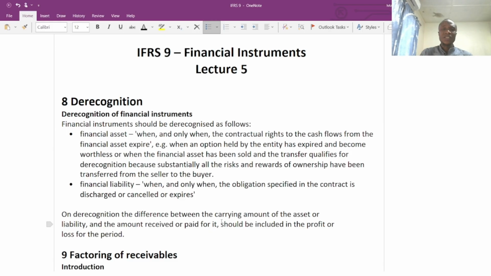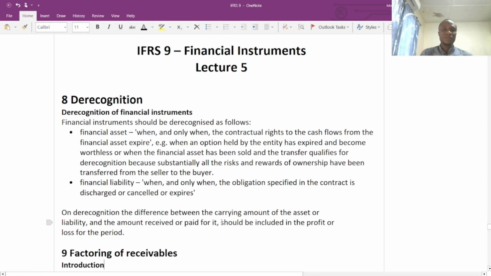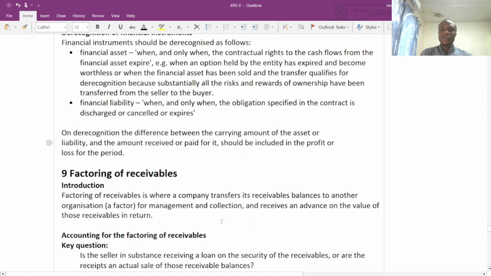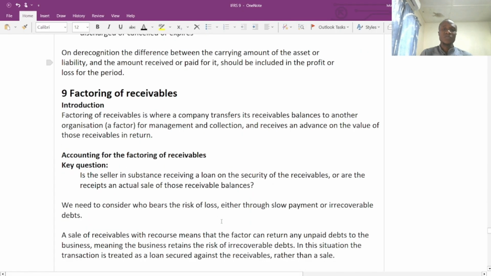So basically, we are going to look at the critical aspect of this lecture today, which is the factoring of receivables. When we are talking about receivables, it means if you have a business, then obviously you are going to sell on credit to your customers. At a particular point in time, the customer will have a payment period. Let's assume it's 6 months or 3 months, whichever the period might be. So at the end of the year, all outstanding customer balances is what we refer to as the receivables.